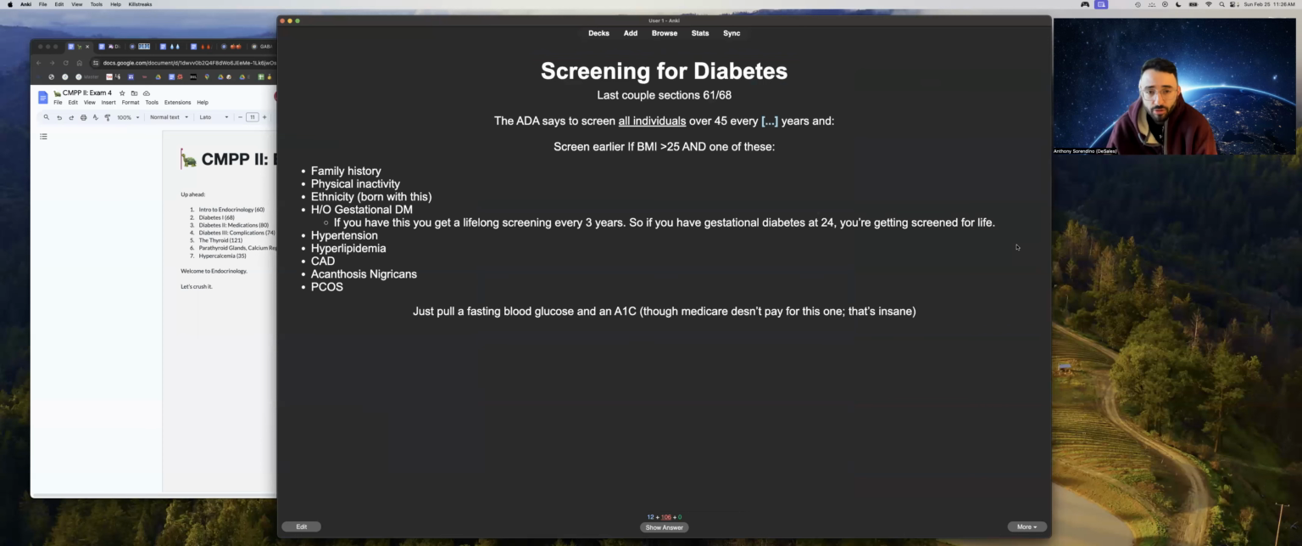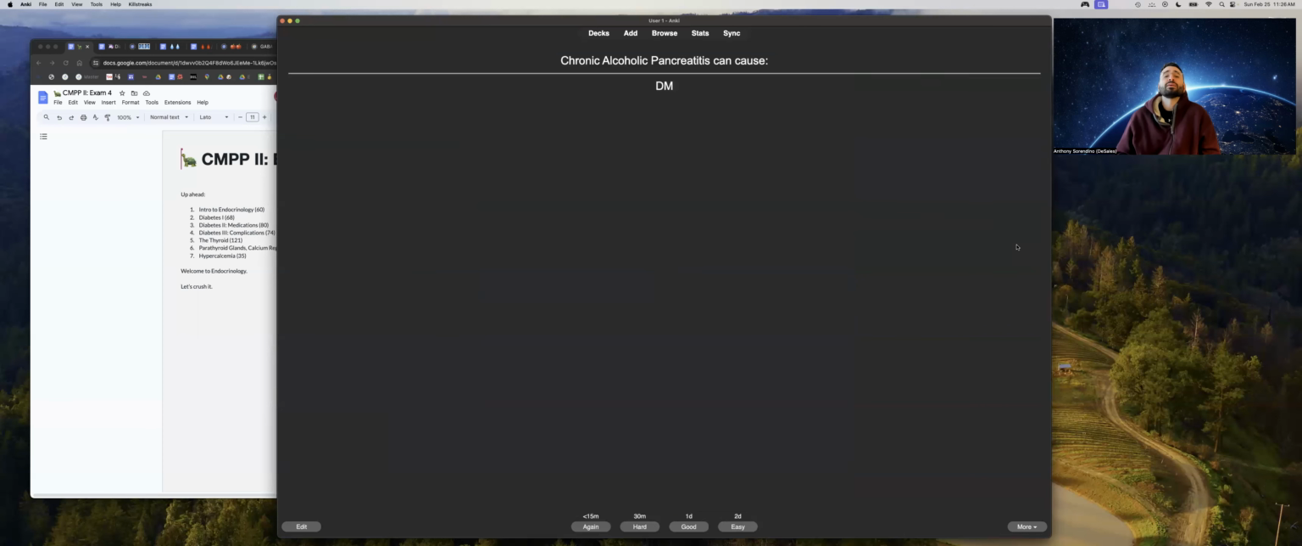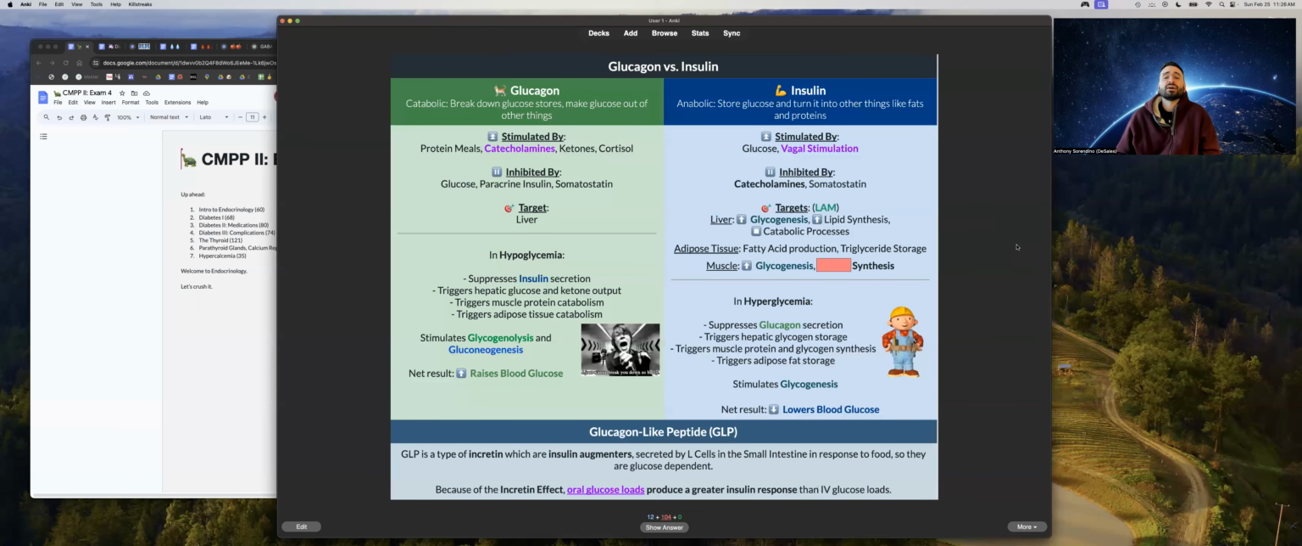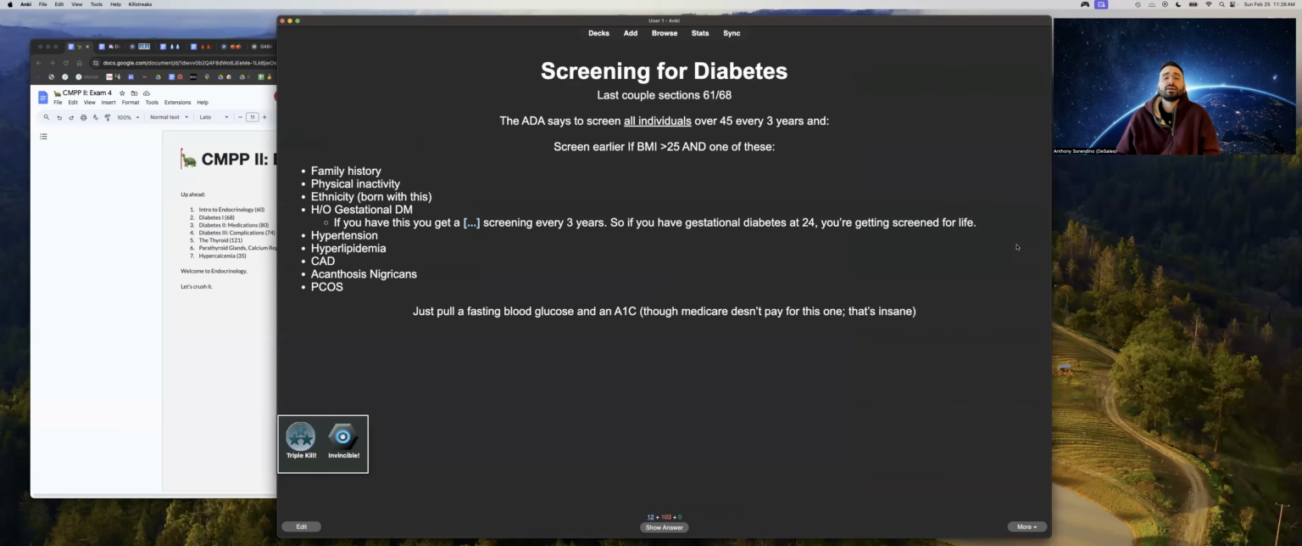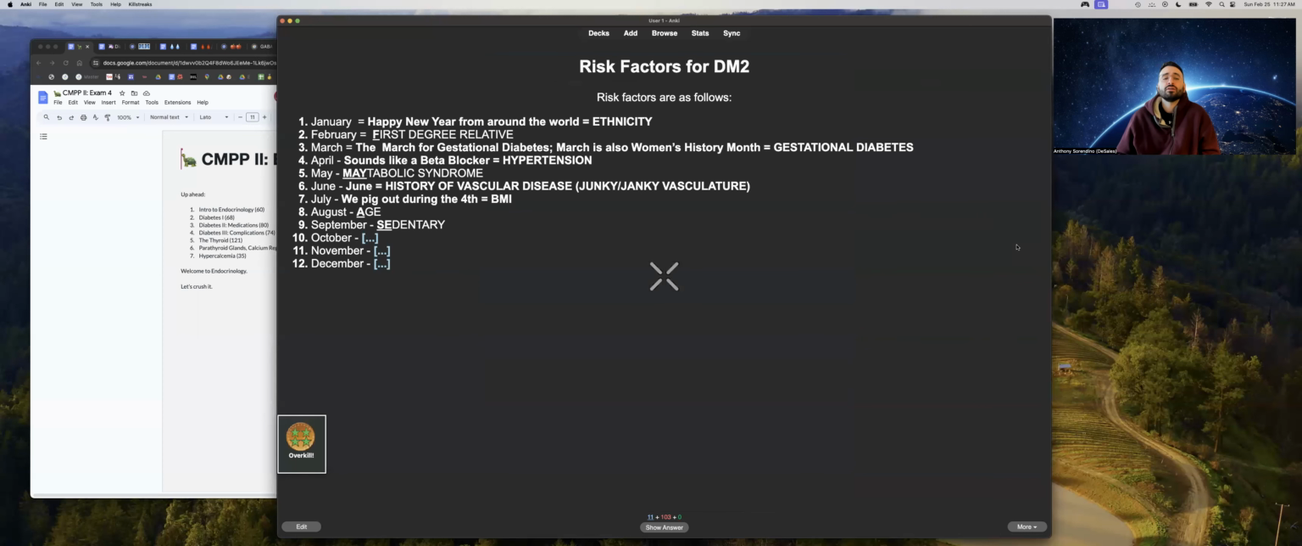The ADA says to screen all individuals over 45 every blank years. 3. Diabetes. Protein. Lifelong. October. PCOS because of the O. November. Oh, December is dyslipidemia. What's November? Oh, no, it's impaired glucose tolerance.